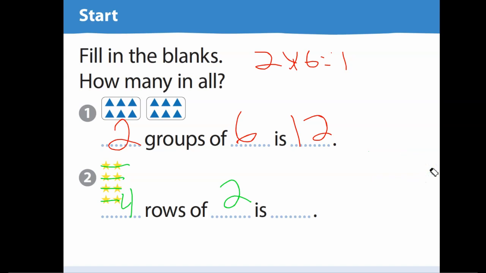10? We're not adding. Count the stars. 1, 2, 3, 4, 5, 6, 7, 8. And what's my multiplication sentence? Just say it. 4 times 2 equals 8. Okay?